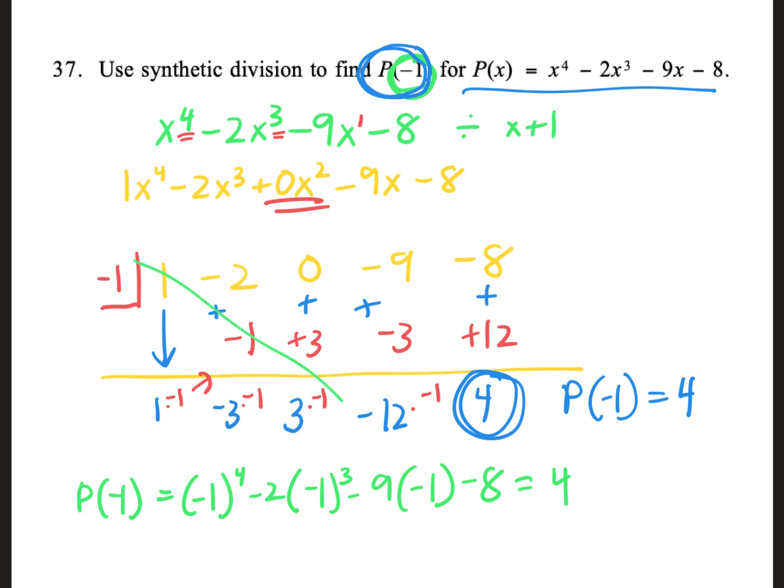And you can kind of skip this whole long synthetic division thing. But again, if you like synthetic division and you just want to do it and you're in the middle of a test and it tells you to, by all means, do it. But your answer, no matter what you do, should be 4.